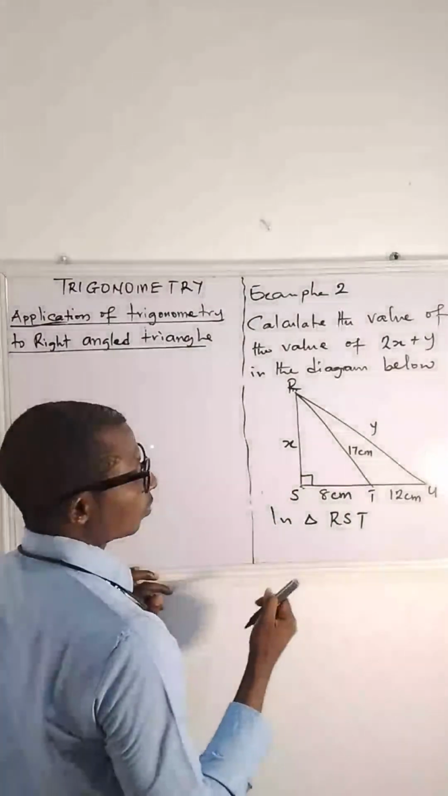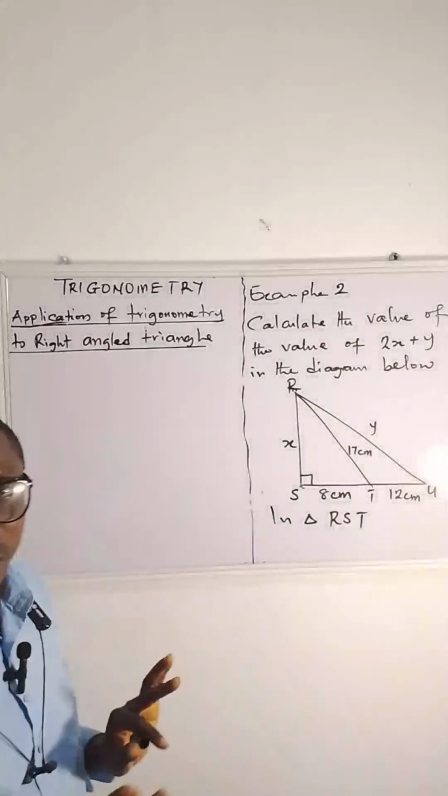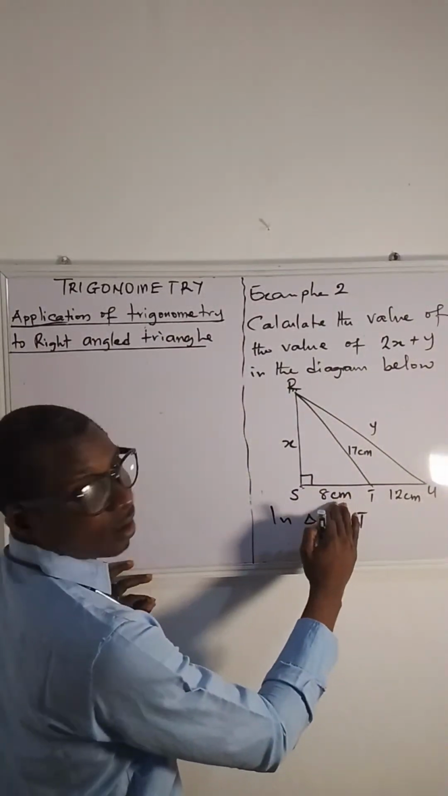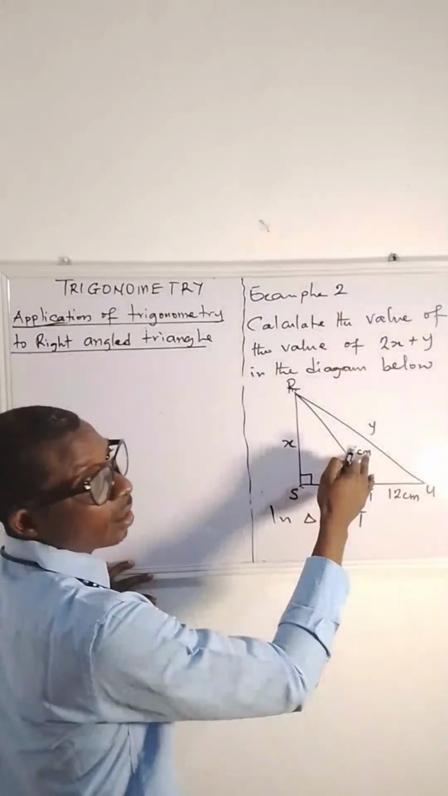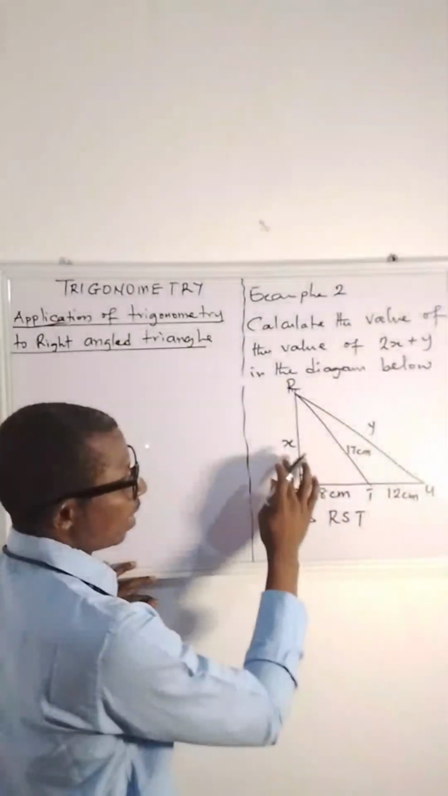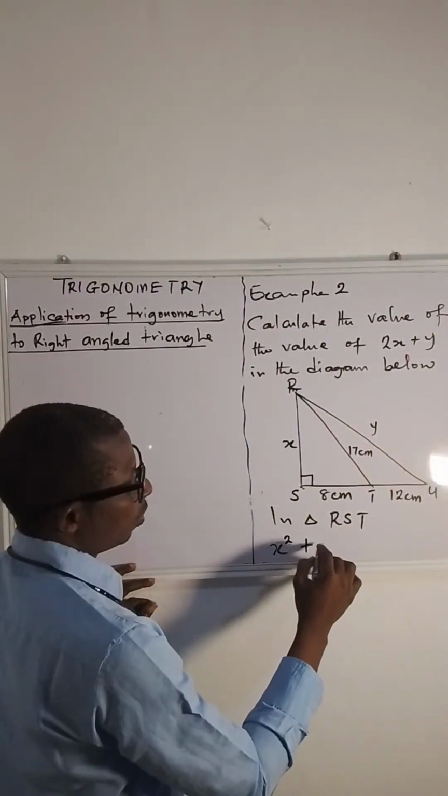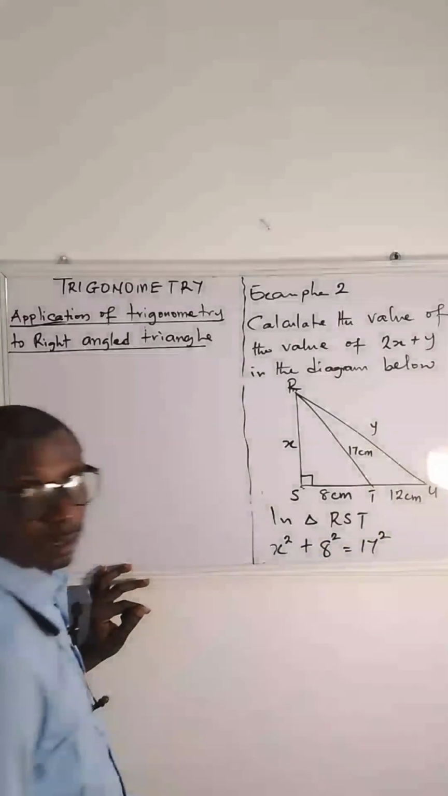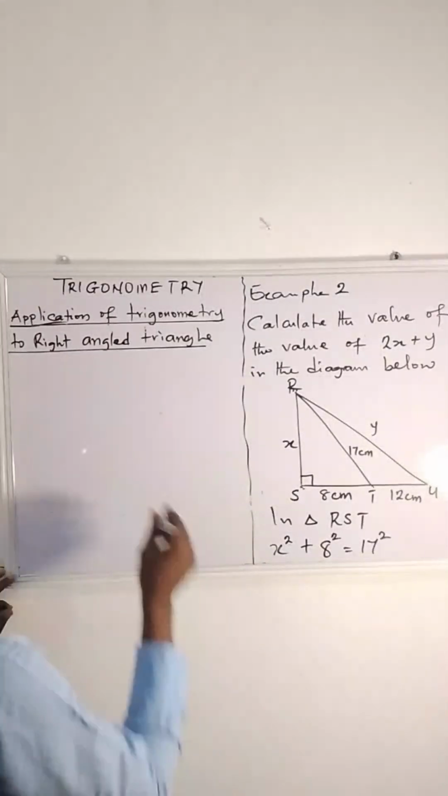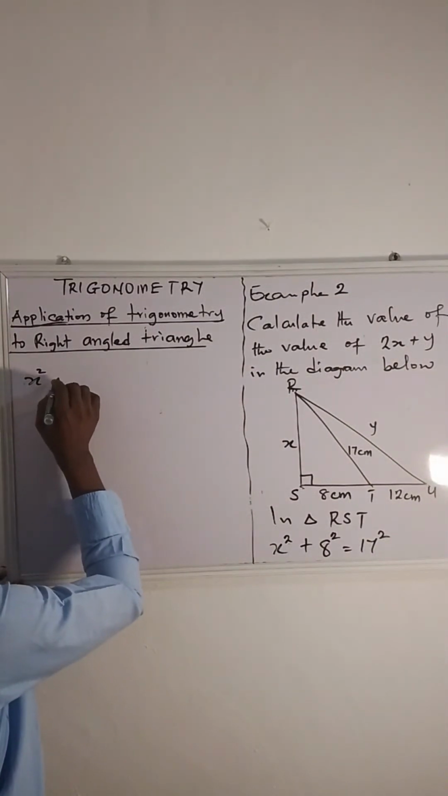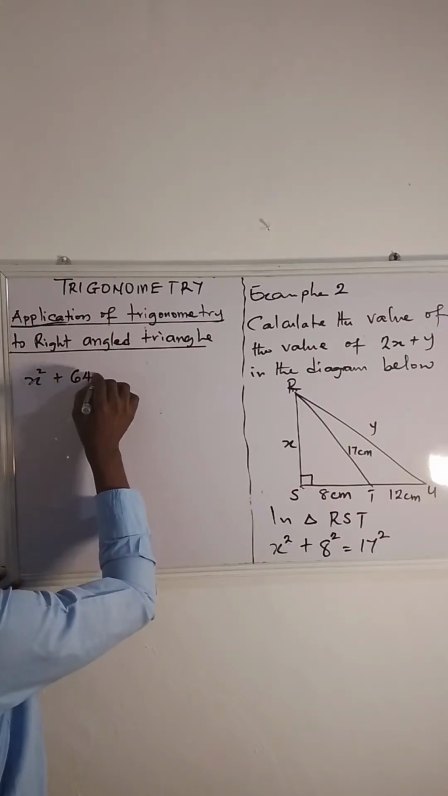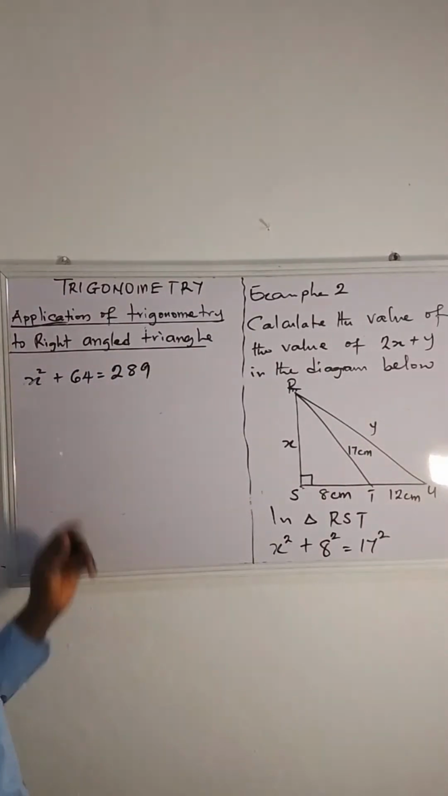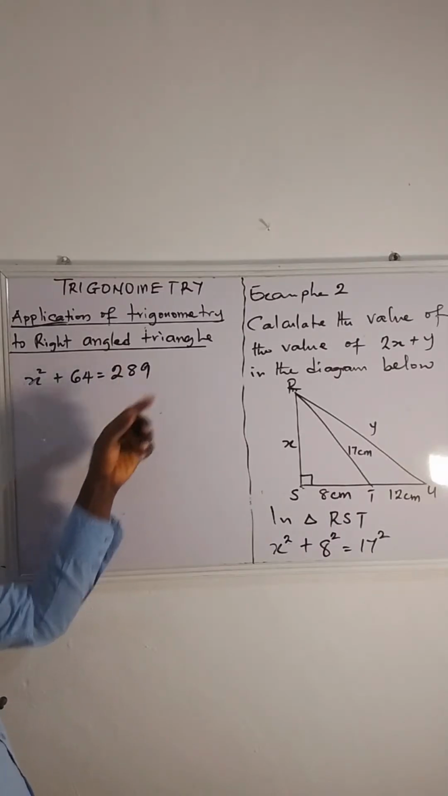All right, so now we are making use of the Pythagoras theorem to solve this. So we have the square of the first side plus the square of the second side equals the square of the hypotenuse. So we now have x squared plus 8 squared equals 17 squared. Hope we get that. Now this is going to give you x squared plus 64 equals 289. Okay, all right, so here we can transpose 64.